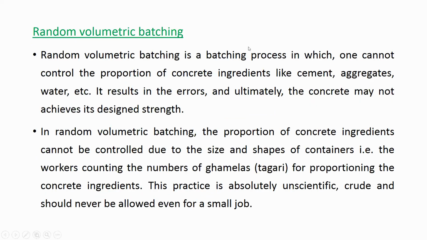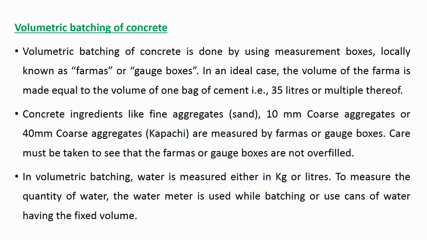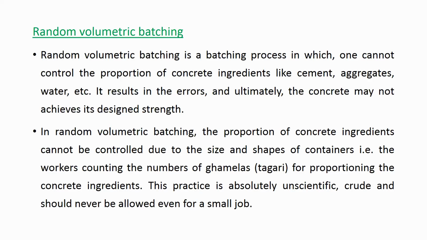Again, in volume batching there are two types. In batching, we have two types, that is volume batching and weigh batching. In volume batching, again there are two types, that is random volumetric batching and accurate volumetric batching. Random volumetric batching is a batching process in which one cannot control the proportion of concrete ingredients like cement, aggregate, water, etc. It results in error, and ultimately the concrete may not achieve its designated strength.